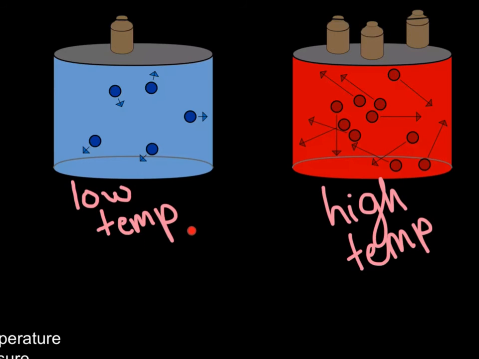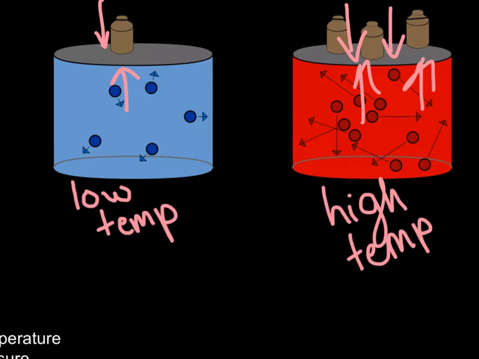Next up is temperature. Here I have a lower temperature container, and here I have a higher temperature container. You can actually see that this container has a higher pressure because it has more weights sitting on top of it. So in order to counteract the force of these guys pushing up, it has to push down harder. Whereas these low temperature gas molecules are pushing up with less force. So in order to keep it closed, I just need less force in response.